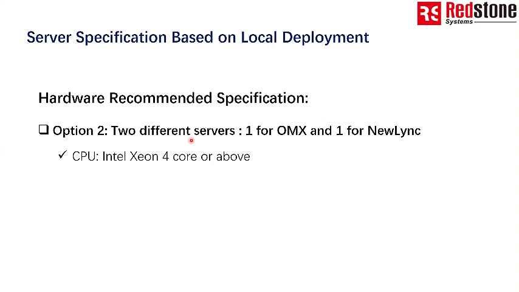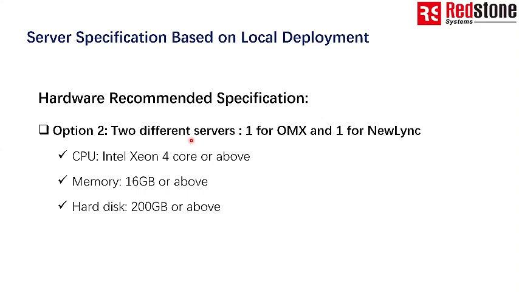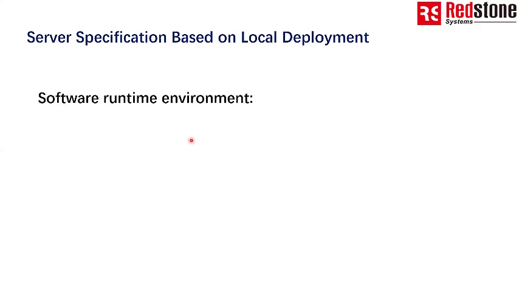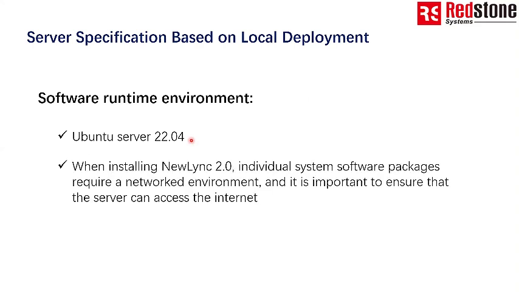The requirement for each server is a 4-core or above CPU, and the memory should be 16 GB or above. And with regards to hard disk, it should have 200 GB or above. So that's for the server specifications. And of course, with regards to the software runtime environment, as I mentioned, it requires Ubuntu Server 22.04, and make sure that the server can access the internet during the installation process.